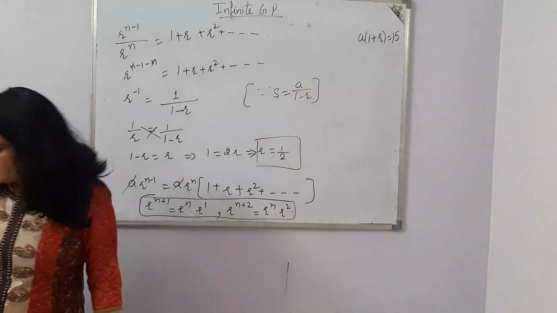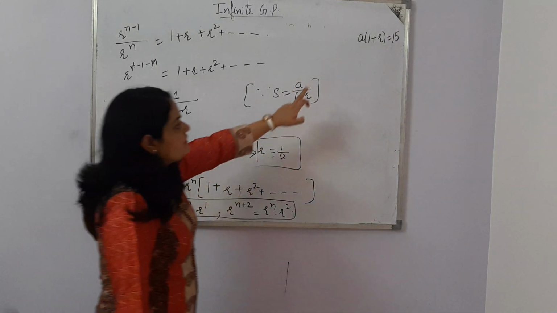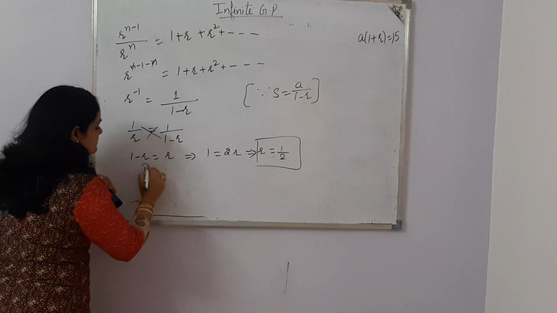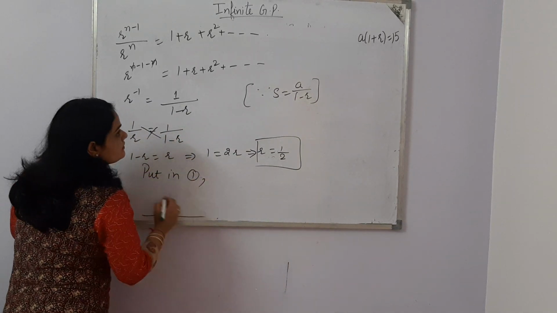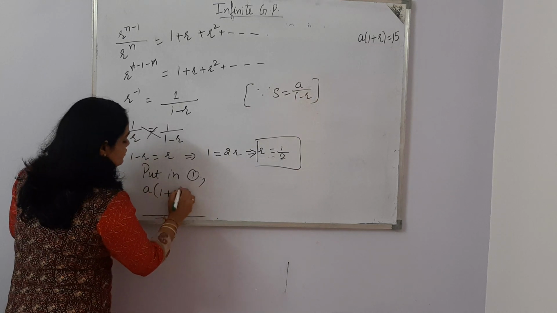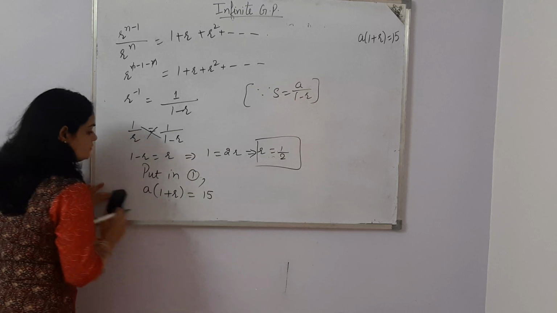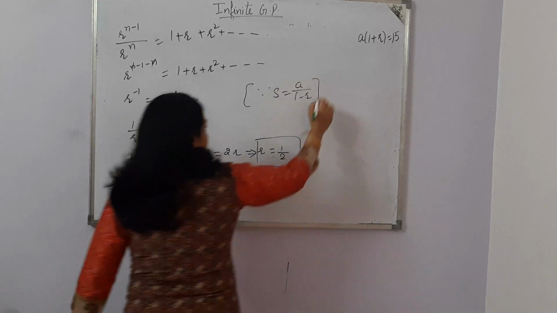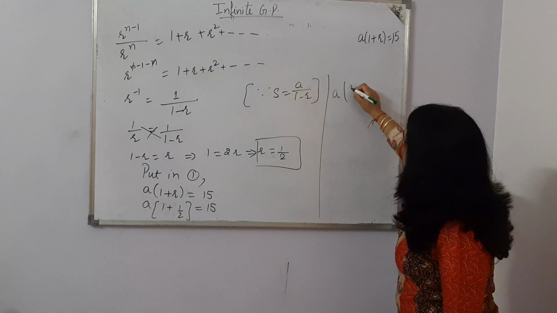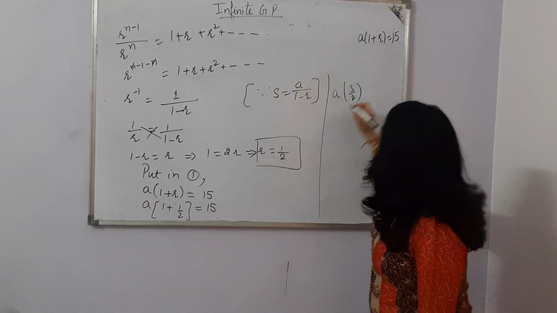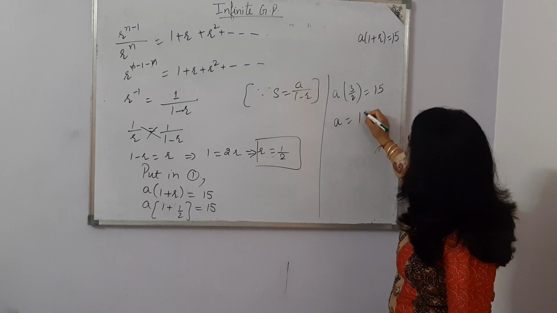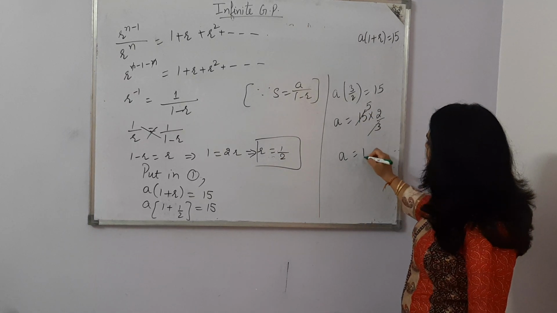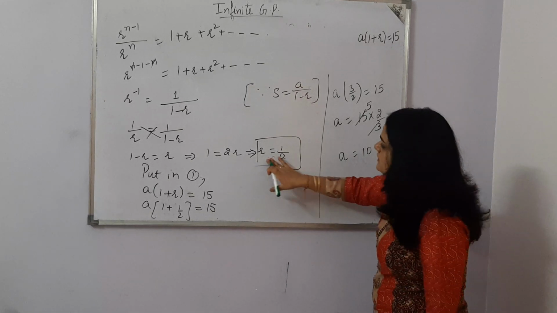Now we have the value of R, but what we need is A. We'll substitute R in the first equation: A into 1 plus R equals 15. So what is R? 1 plus 1 by 2. After taking LCM, we get A into 3 by 2 equals 15. When it goes to the right hand side, it becomes multiply 2 by 3. 3 fives are 15, so A is equal to 10. Now we have the value of R, and we have the value of A.